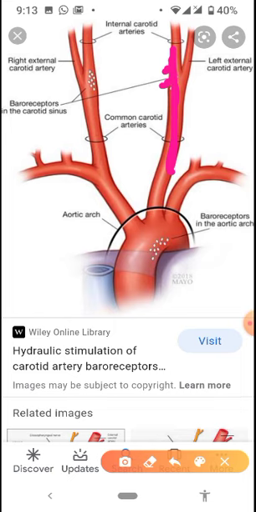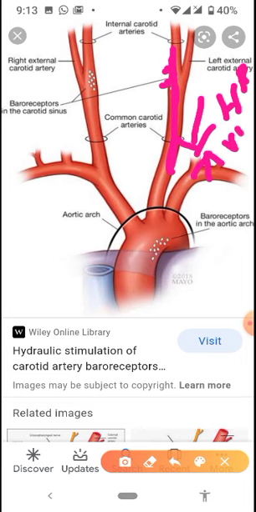They will send a message to the brain, and the reflex mechanism will start. This will lower the heart rate, and plus it will cause vasodilation. It will dilate the vessels, so the blood pressure will become normal.